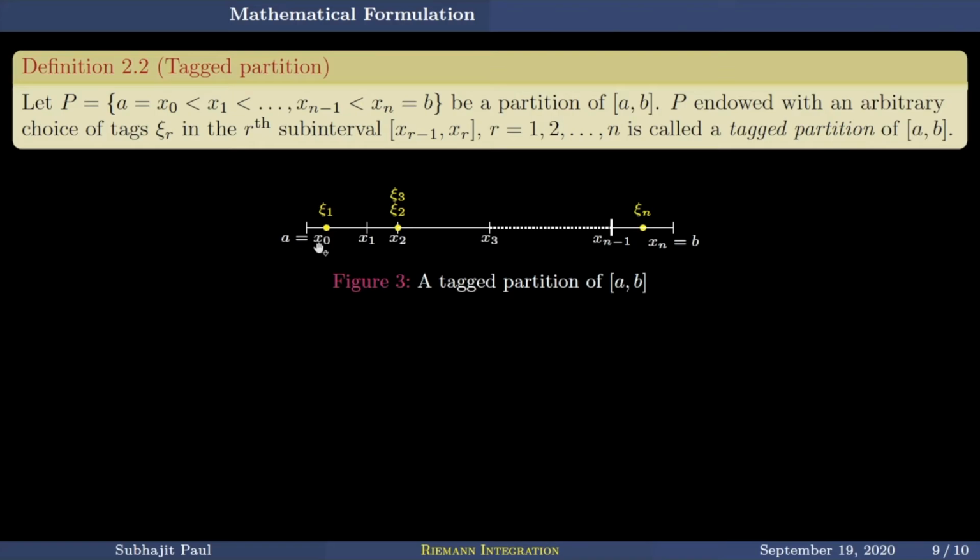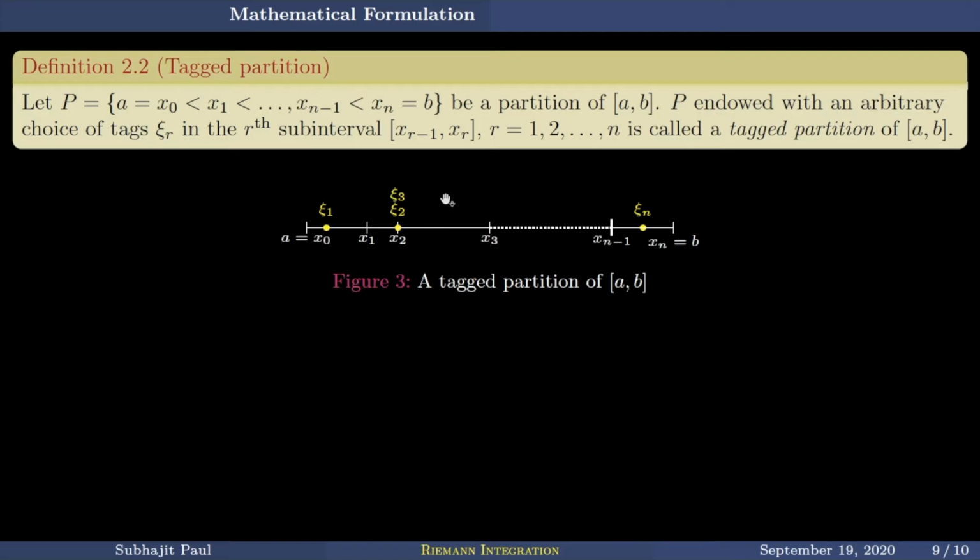So in the first subinterval, x0 to x1, we have a point xi1 taken, arbitrarily chosen, completely arbitrarily. Xi1 can be any point from x0 to x1. You can choose anything, but once you choose, that is fixed. So xi1 is a point in the first subinterval x0 to x1. Xi2 is a point in the second subinterval x1 to x2.